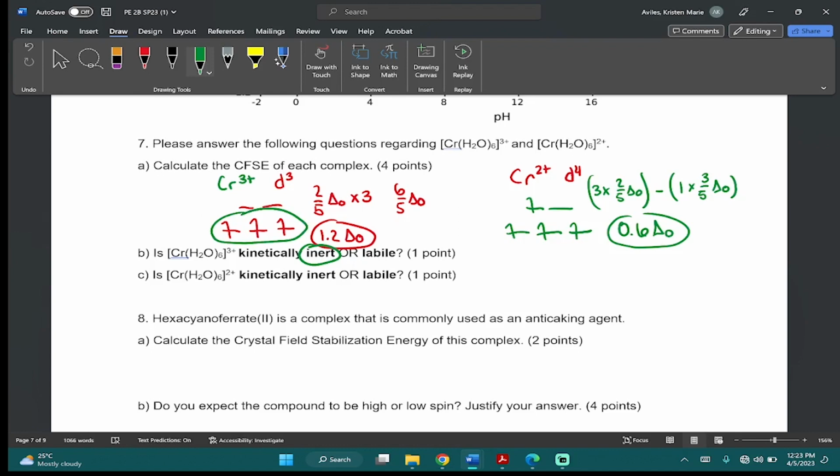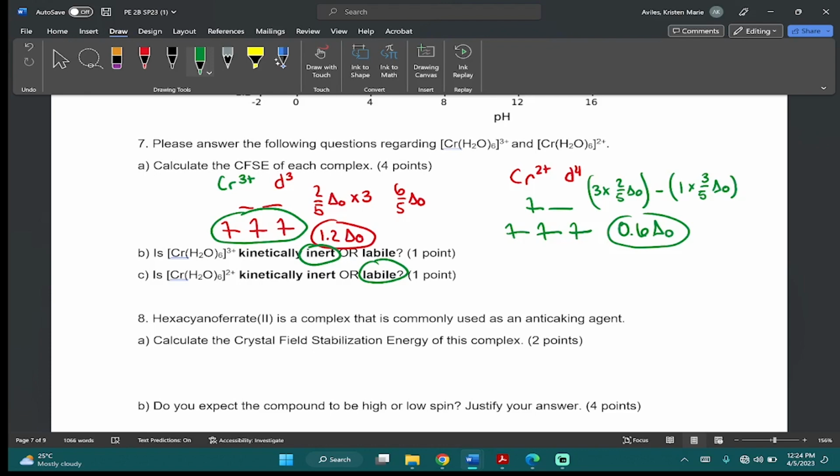And then what do we imagine Cr2 plus is then? Labile, yeah. So these ones react faster because we have a lower activation energy and a lower CFSE. So this problem is about connecting trends between CFSE and kinetic inertness versus lability. Lability. I think that's how you say it.